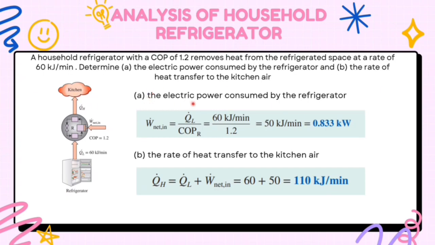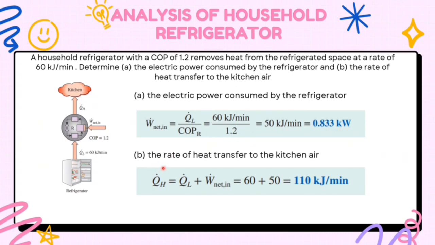For A, the electric power consumed can be determined by using this formula, which is the power input equals Q dot L over the coefficient of performance of the refrigerator. The COP and the heat removed from the refrigerated space are given by the question. So we just substitute into the formula, which is 16 kJ per minute over 1.2. So we get 13.3 kJ per minute or 0.222 kilowatt.